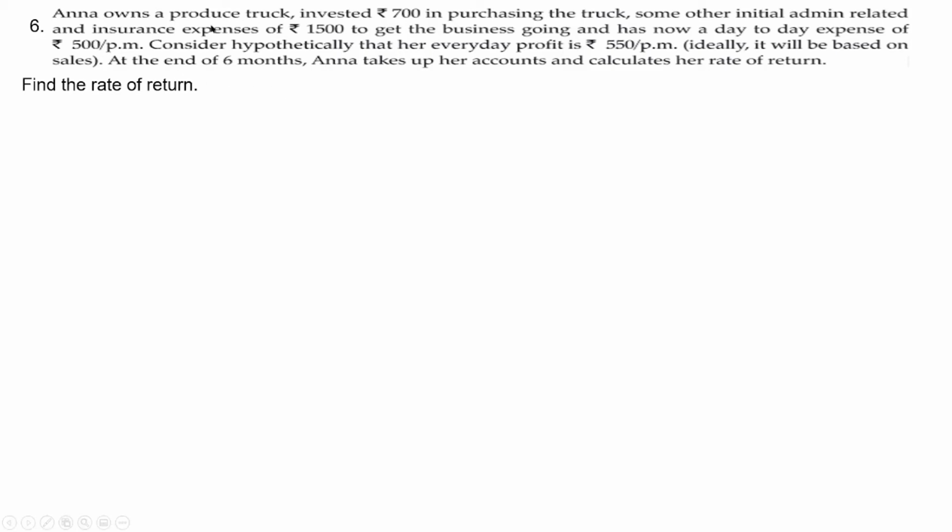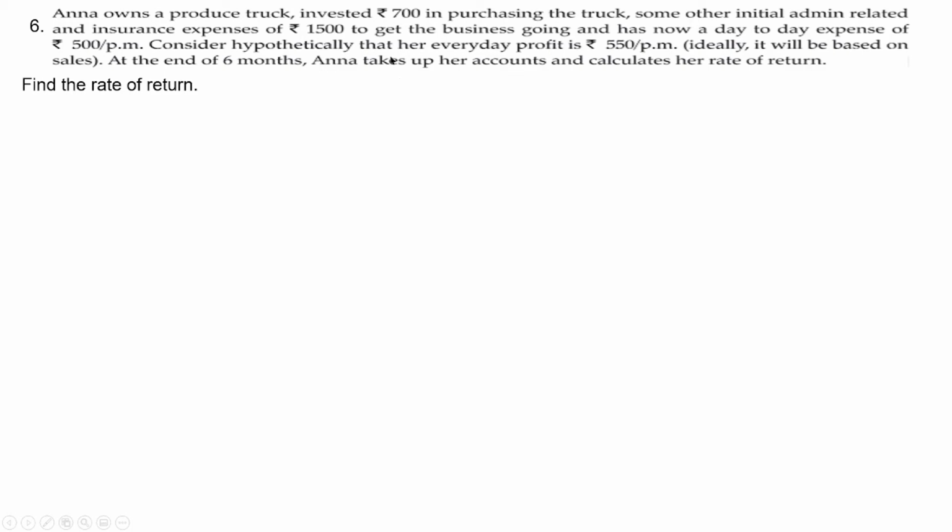Anna owns a produce truck, and invested rupees 700 in purchasing the truck. Some other initial admin related and insurance expenses of rupees 1500 to get the business going, and she now has a day-to-day expense of rupees 500 per month. Consider hypothetically that her everyday profit is rupees 550 per month, which is based on sales. At the end of 6 months, Anna takes up her accounts and calculates her rate of return. Find the rate of return.